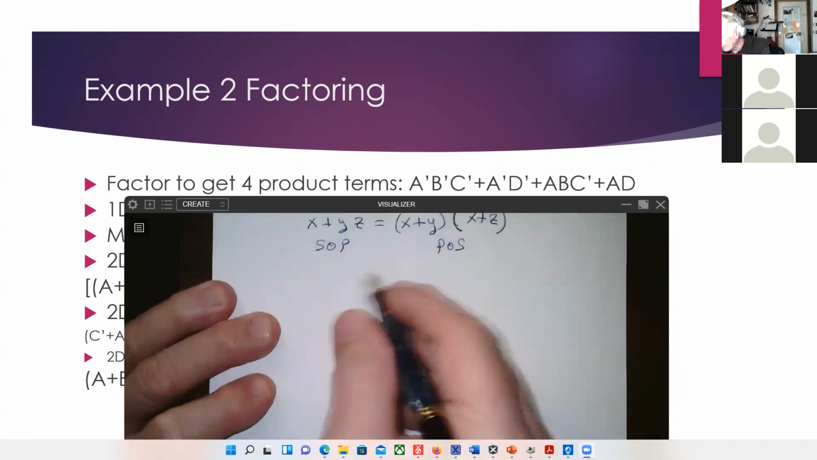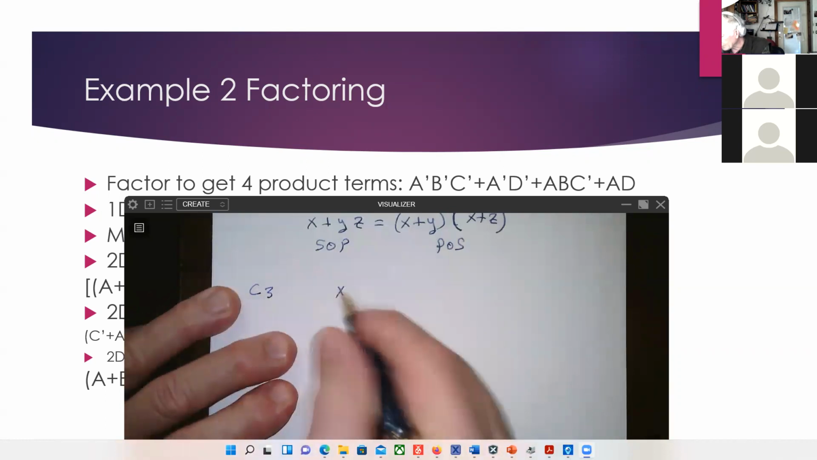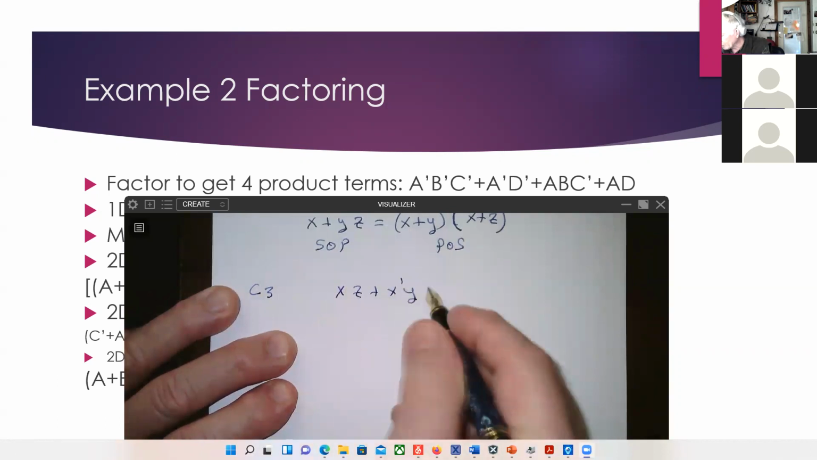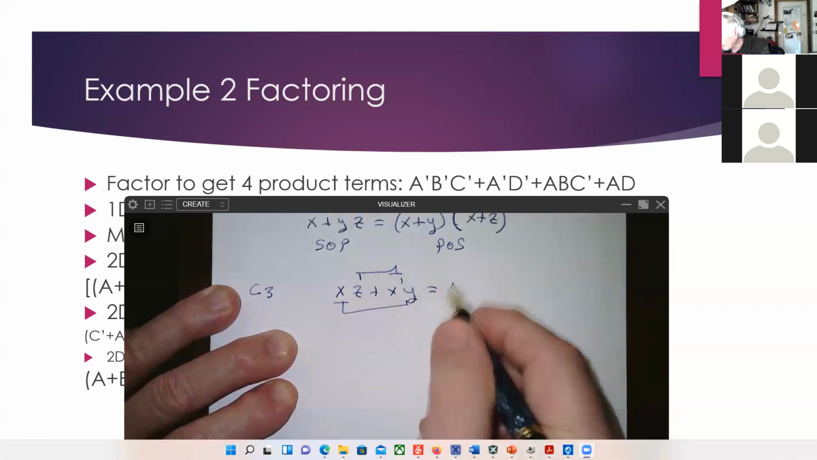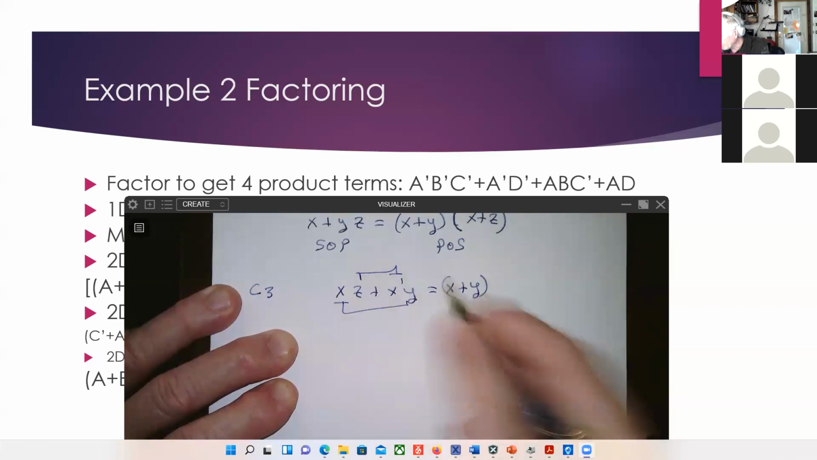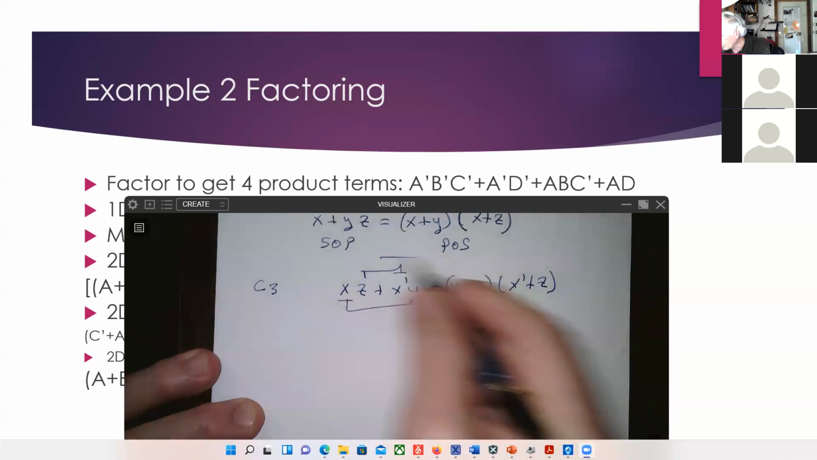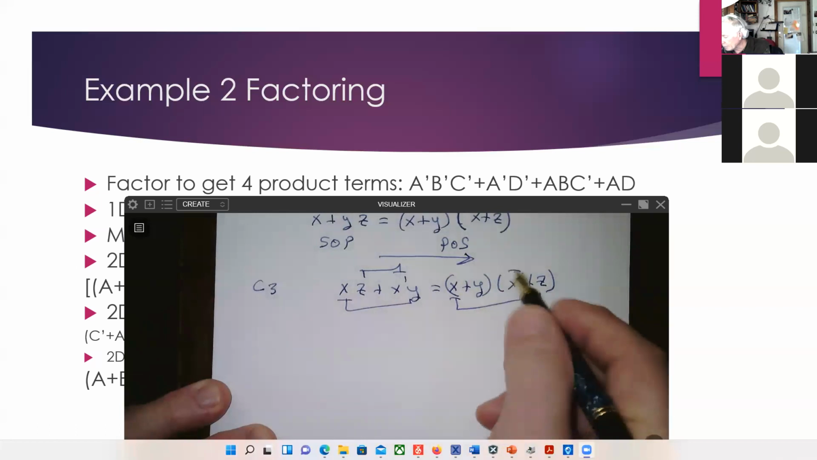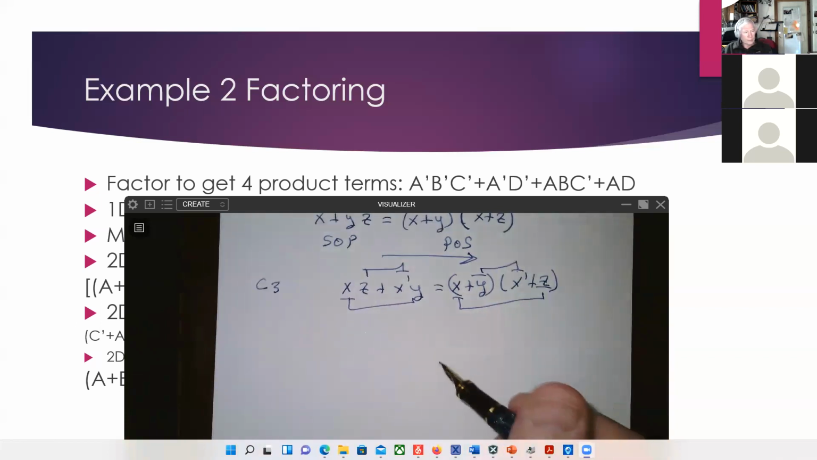And the same with multiplying and factoring, C3. So how do we apply that? xz plus x prime y equals, we take the x with the y and the x prime with the z. So that's x plus y quantity times x prime plus z. So we apply that also in this direction. And of course, it can be applied in either direction, so you have to be careful. The little brackets will help keep you straight on that one. You don't have to do them, but I think that's a good idea.